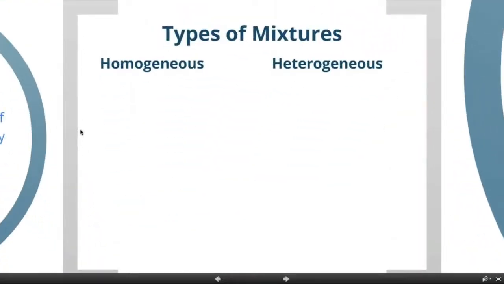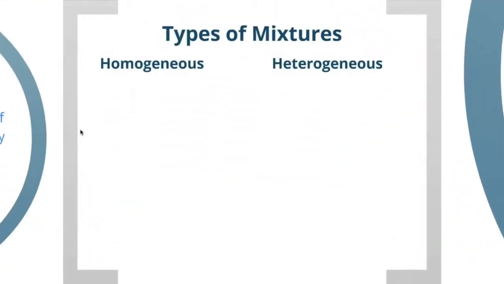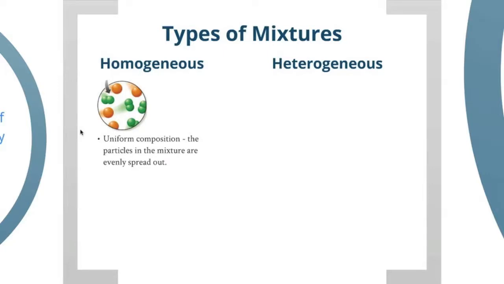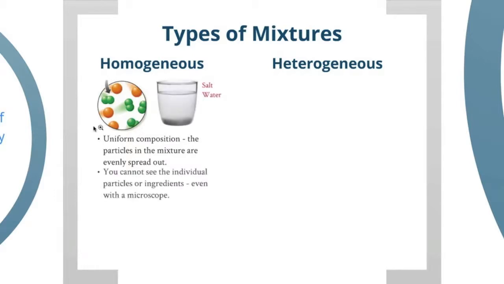So let's get into different types of mixtures. So we have homogeneous mixtures and heterogeneous mixtures, and I'll explain the two. Homogeneous mixtures have a uniform composition. The particles in the mixture, they're evenly spread out, as you can see in the picture. And an example would be salt water.